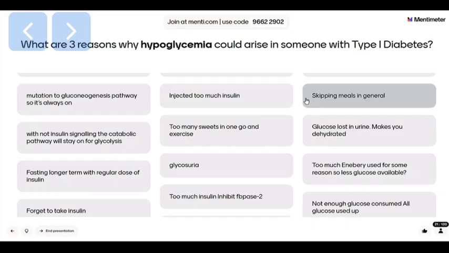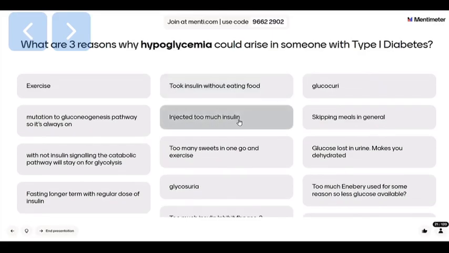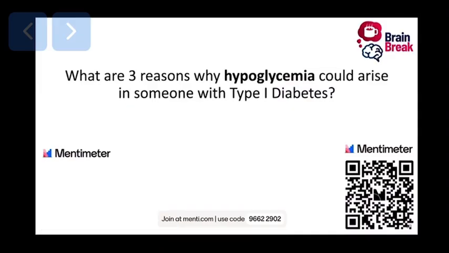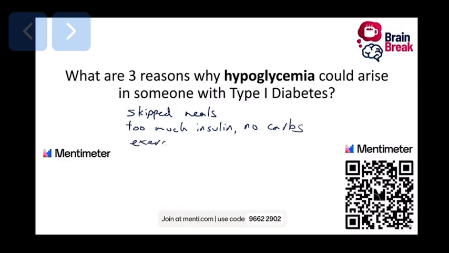Injecting too much insulin, for sure. Oh, here we go. Mutation with gluconeogenesis. So it's always not on, but always off. So we've got skipped meals, too much insulin, no carbohydrates. We were talking about exercise.